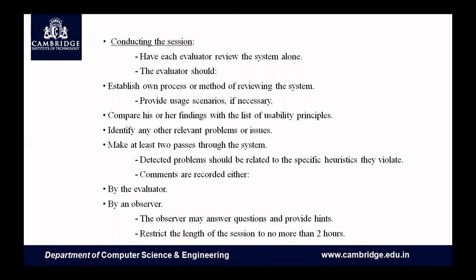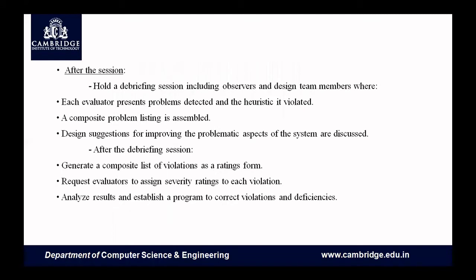Then he identifies any other problems or issues and makes at least 2 passes through the system. Means the problems detected should be related. The comments are recorded, or the problems are detected as specified by them, and the solution is given to that. But the solution part is not given by the heuristic evaluation. So these are all done by the evaluator. As an observer, what does he have to do? The observer may answer questions and provide hints. Restrict the length of the session to no more than 2 hours. So the observer should make sure the evaluation process does not run more than 2 hours.